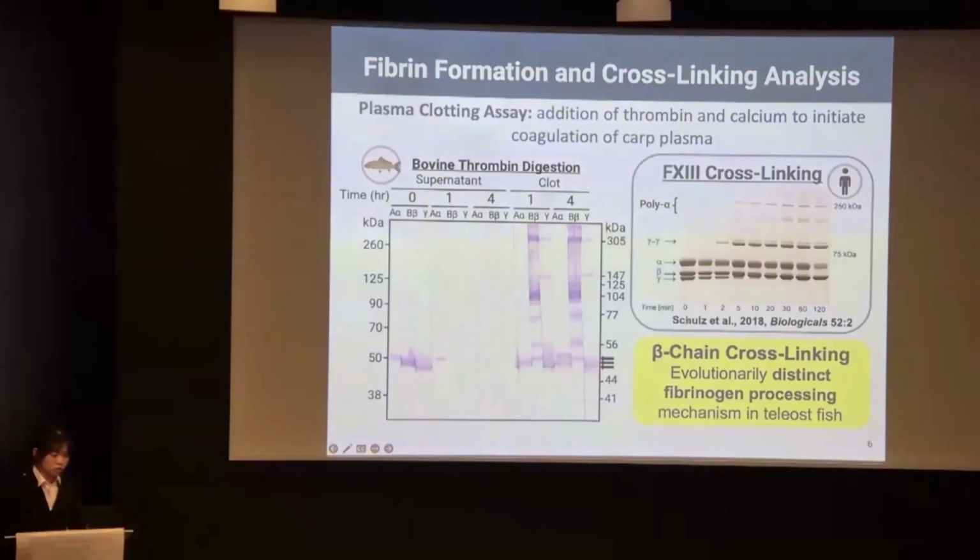This result is very different from what is known in human, where factor 13 cross-links the alpha chain, producing alpha polymers, and the gamma chain, producing gamma dimers. The results we have shown indicate beta chain cross-linking, which we think is distinct in the fibrin processing of fish.